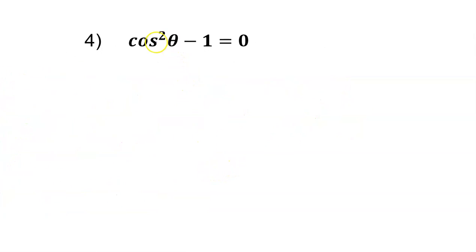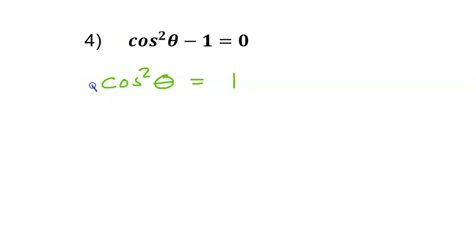Okay, this one has a new twist. It is squared, so we will have to deal with that. But let's start by adding 1 to both sides. That will give us cosine squared theta is equal to 1. Next, we need to take the square root of both sides.